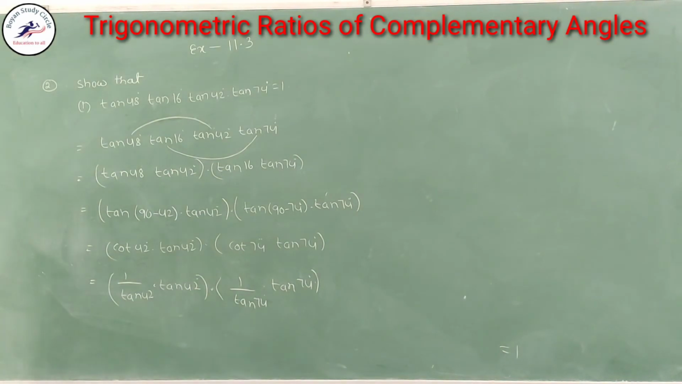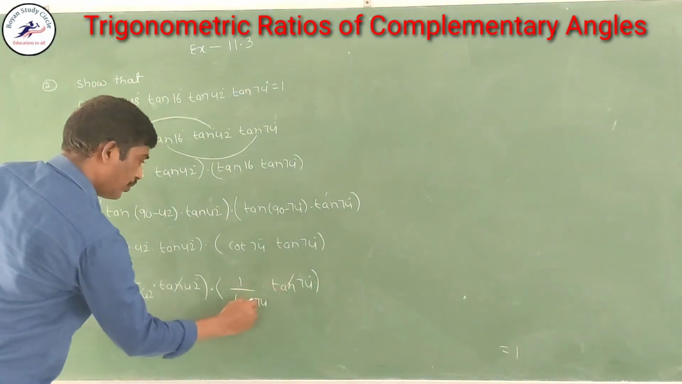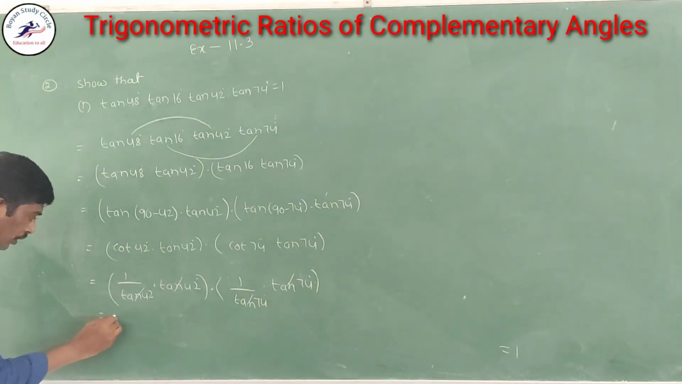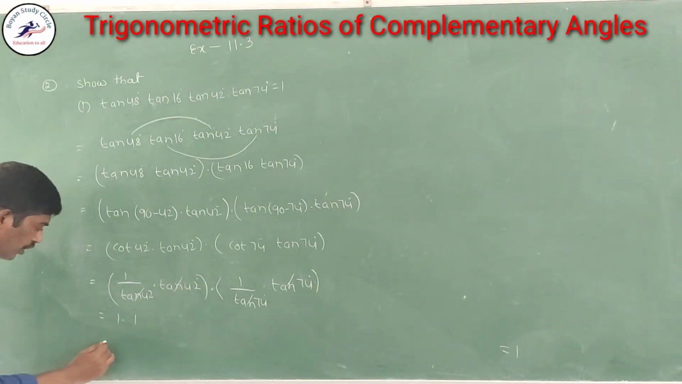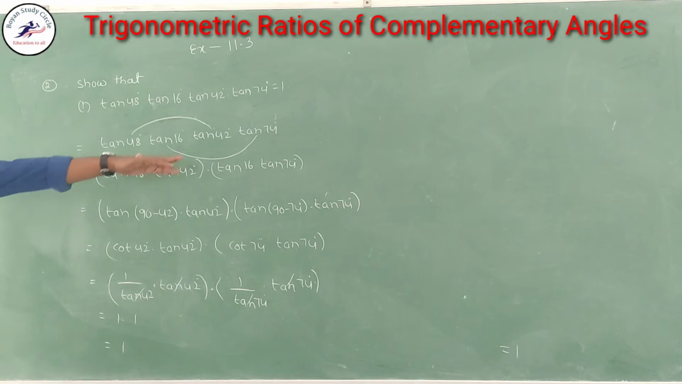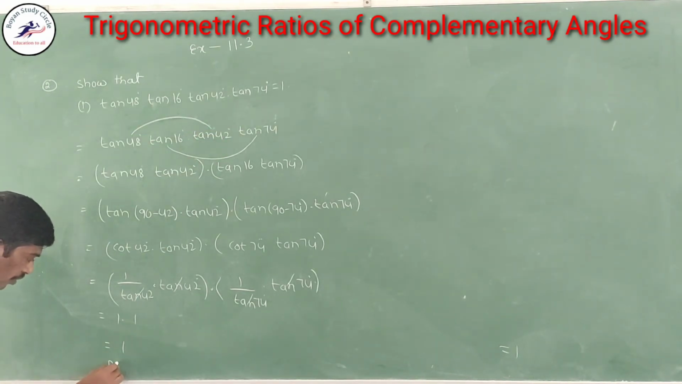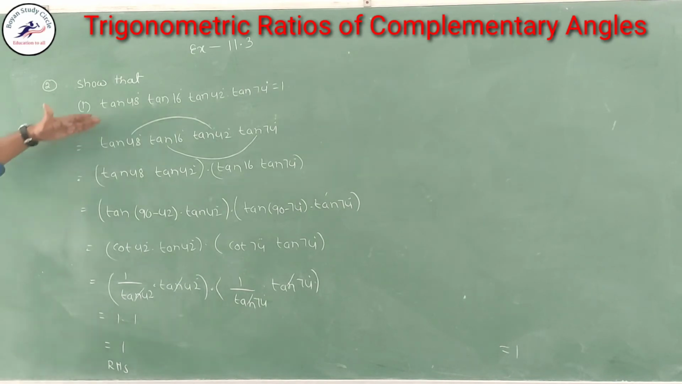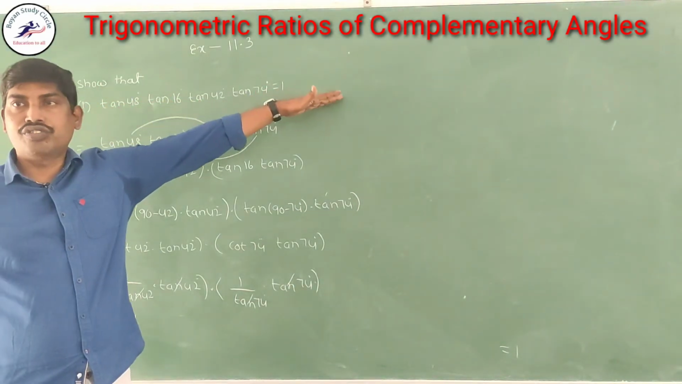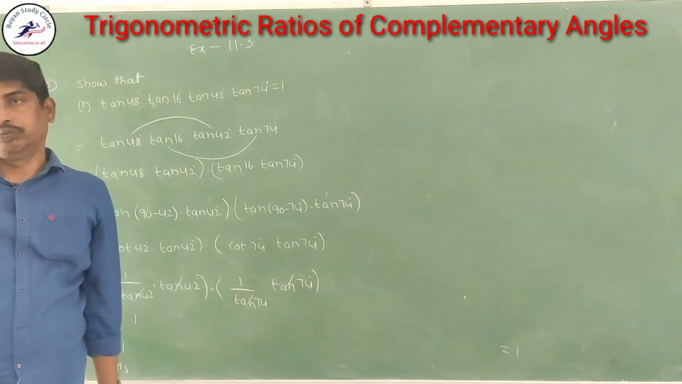See here, tan 42 and tan 42 gets cancelled. Here also same. We will get here 1 into here 1. So 1 into 1, that is equal to, we will prove that LHS is equal to RHS. So LHS, this value is equal to RHS 1. Okay, hence proved.